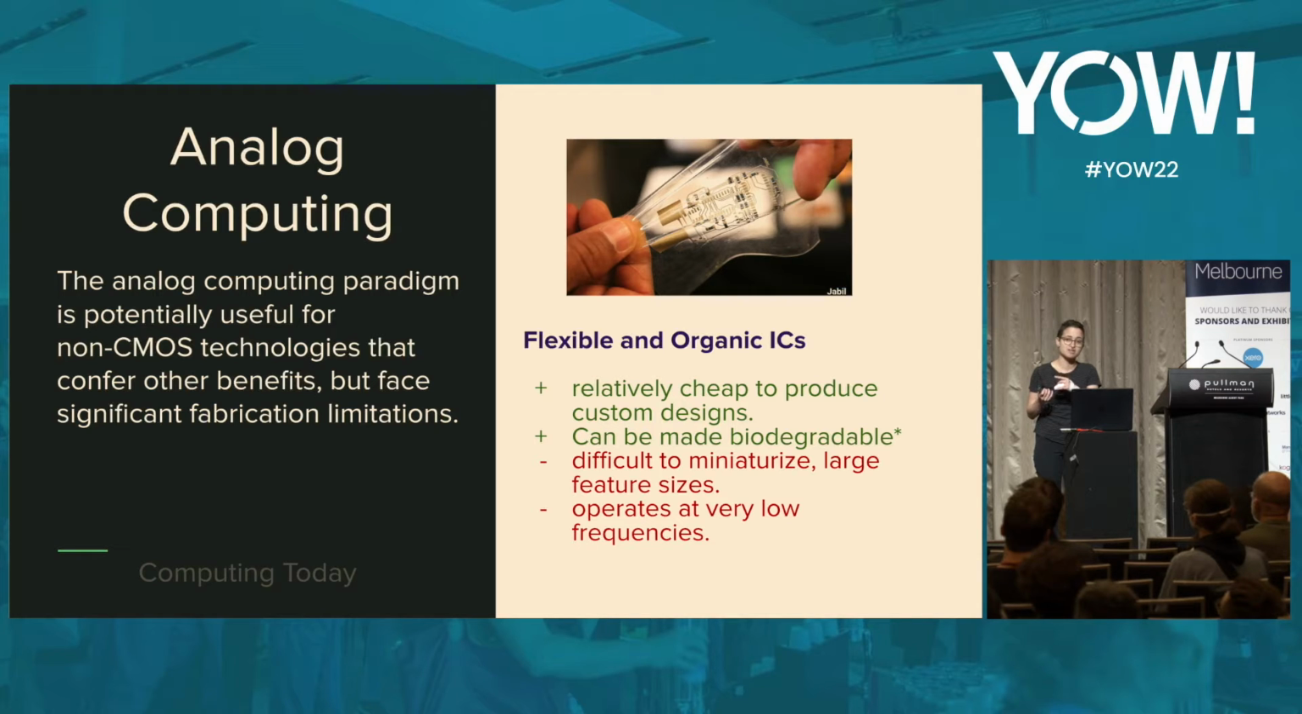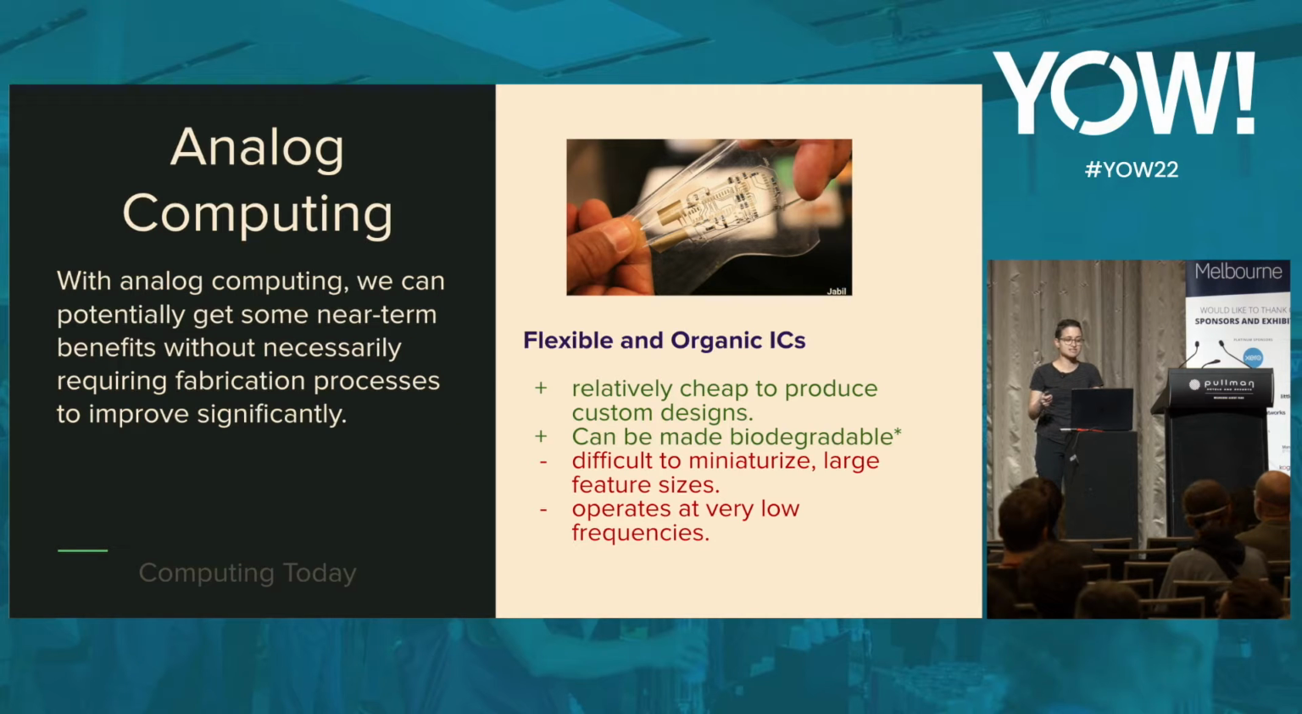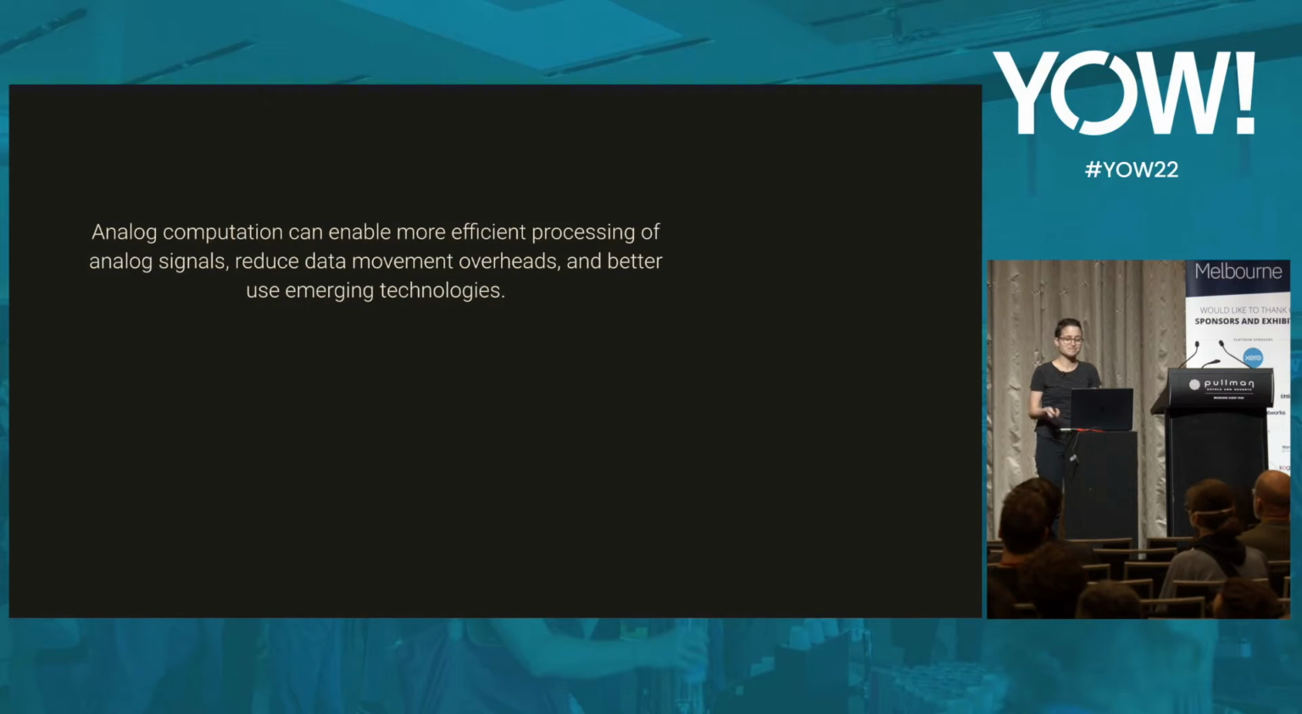But because of the way that you fabricate this hardware, you can't miniaturize your transistors very easily. Also, the hardware operates at an extremely low frequency. So if you were to try to implement a digital processor with this technology, you would end up with something that is not very practically useful. With analog computing, because you use fewer devices and you can do meaningful computation at lower frequencies, you can get some near-term benefits out of emerging hardware technologies without requiring that fabrication processes improve significantly. Okay, in any case, analog computing can enable more efficient processing of analog signals. It can enable us to reduce data movement overheads when we're working with analog interfaces.